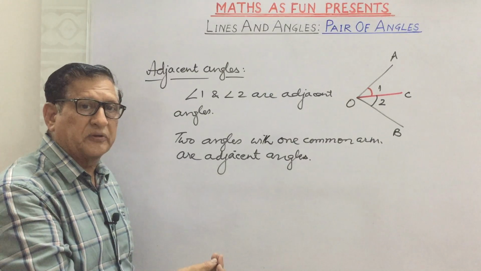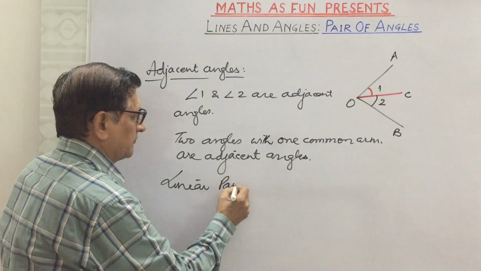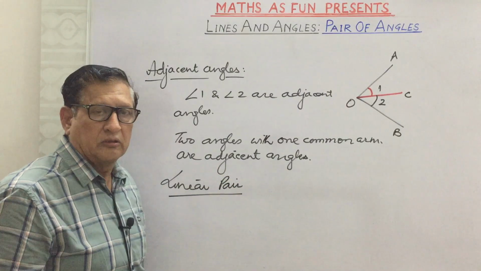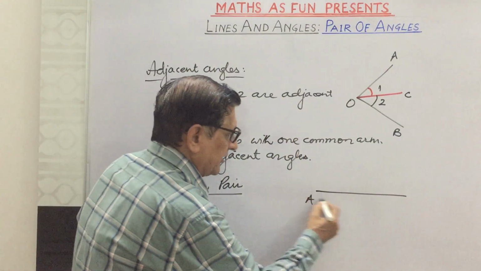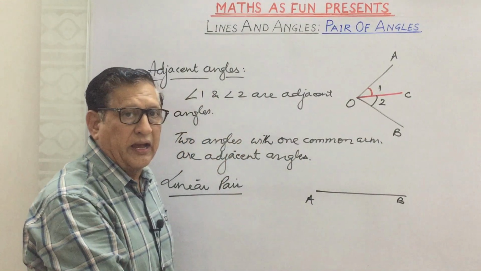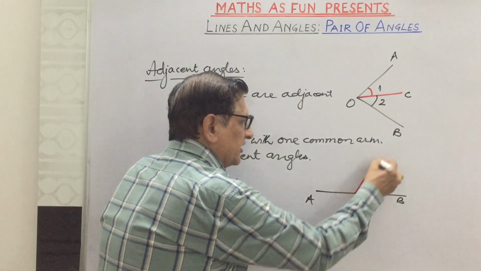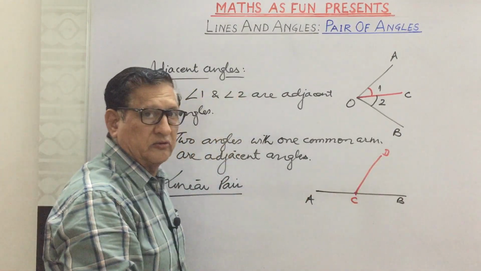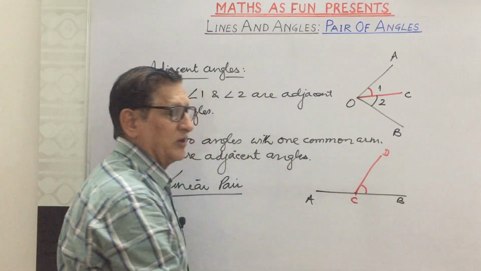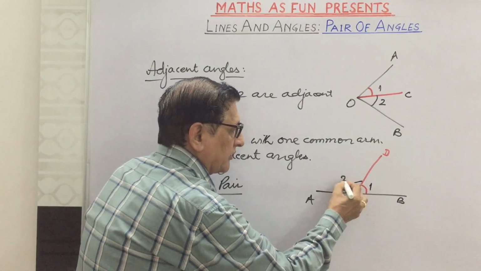Then what is a linear pair of angles? Linear pair. Suppose we have two angles. When we find that one of the line AB is here and there is a point C, at this point C there is one line standing here, that is CD. Then these two angles are formed. One is this, another is this. Angle 1 and angle 2.